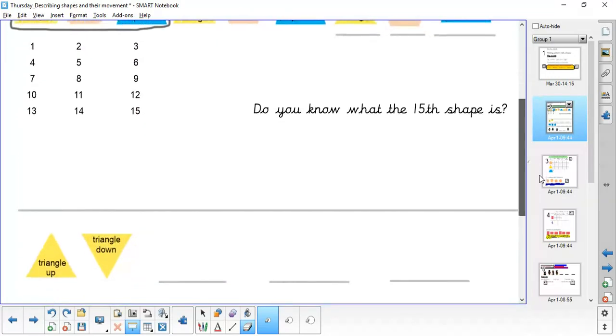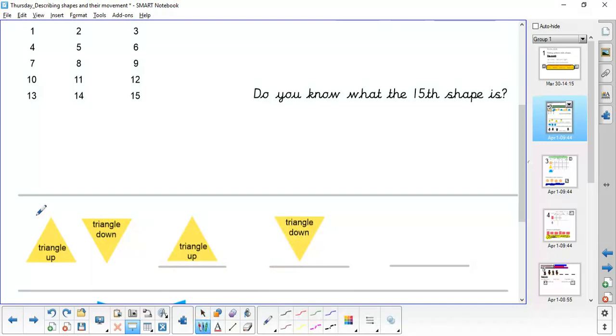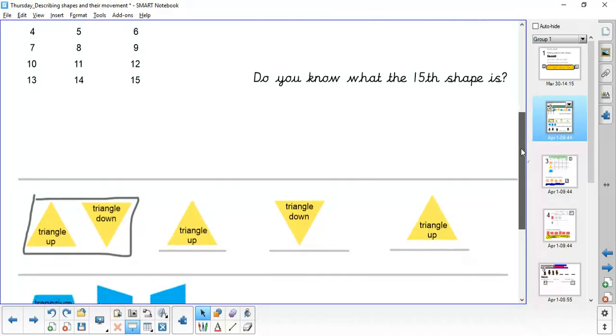Let's have a look at these questions here, the patterns. So we have a repeating pattern. We have the triangle. It says triangle upwards and triangle down. So what would come next? That's right, it would be triangle up and then triangle down. And we know that because of the repeating pattern. Triangle up and so on.